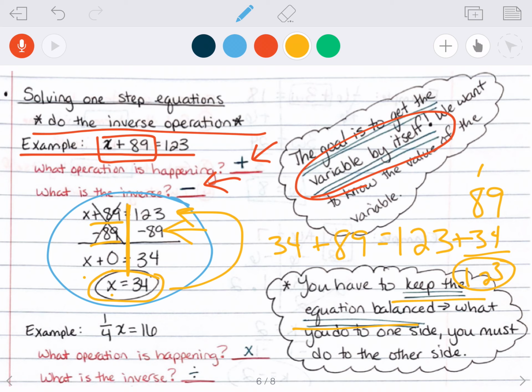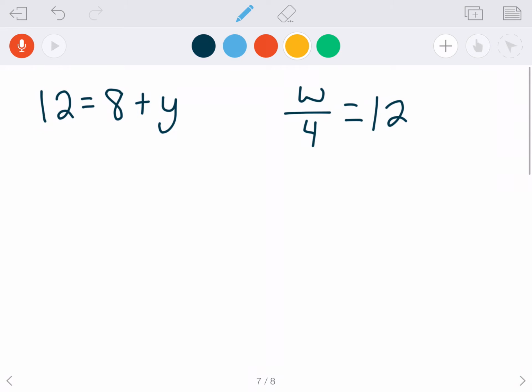So don't forget, you want to get the variable by itself. How do we do that? We do the inverse operation, and you have to do the same thing on both sides. Keep your equation balanced. So let's look at these two examples here.